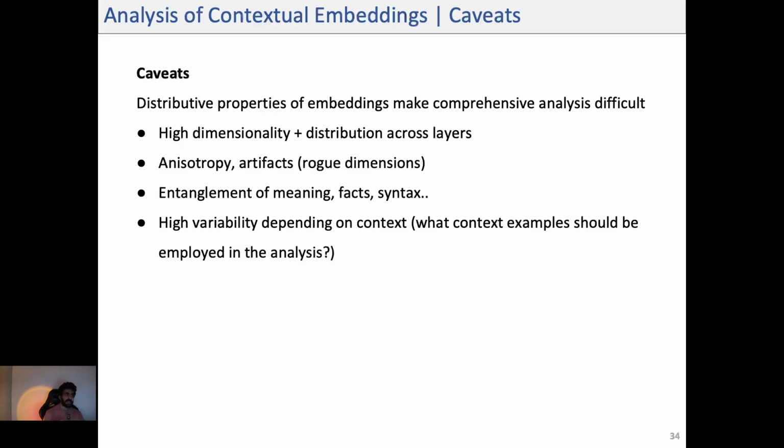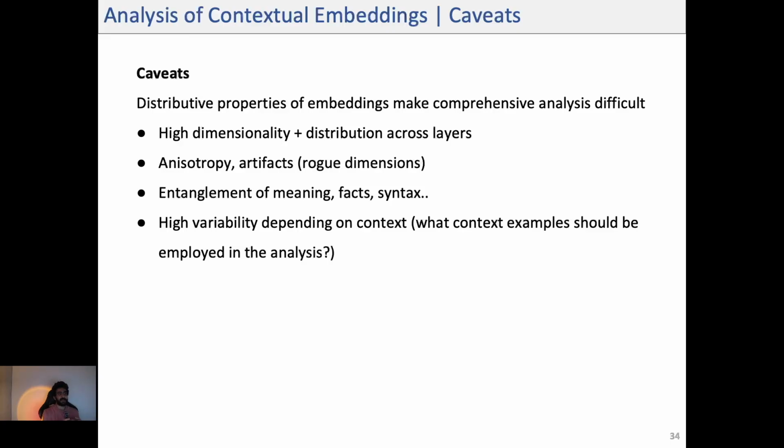So first, the structure of the embeddings is inherently complex, and we have to admit that one. They live in a high-dimensional space and are distributed across layers in a model like BERT or GPT, which makes it hard to say which representation we should actually analyze. Is it the last layer, the average of all, or something else?